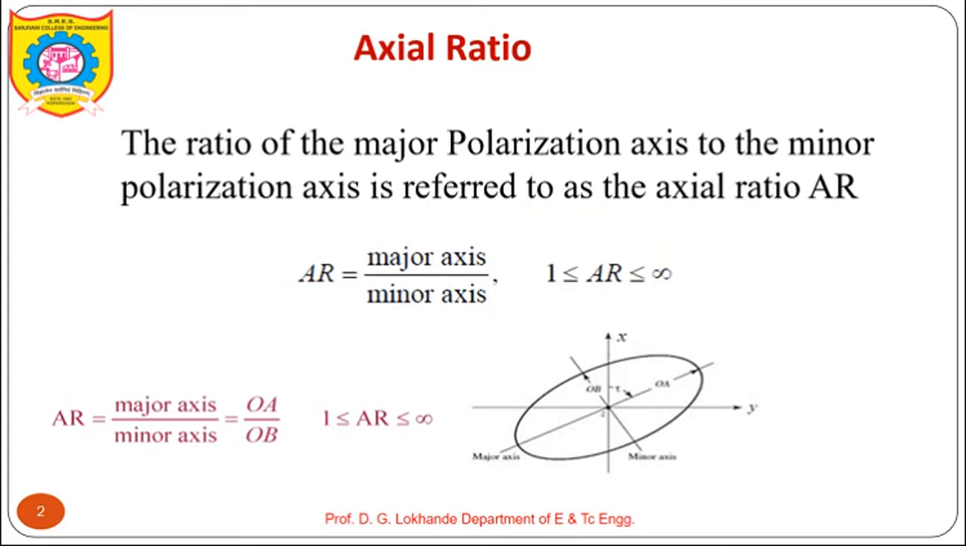Now in the given figure you can see that OA is the major axis, whereas OB is the minor axis. So for the given figure, the axial ratio can be represented as the ratio of OA with respect to OB.